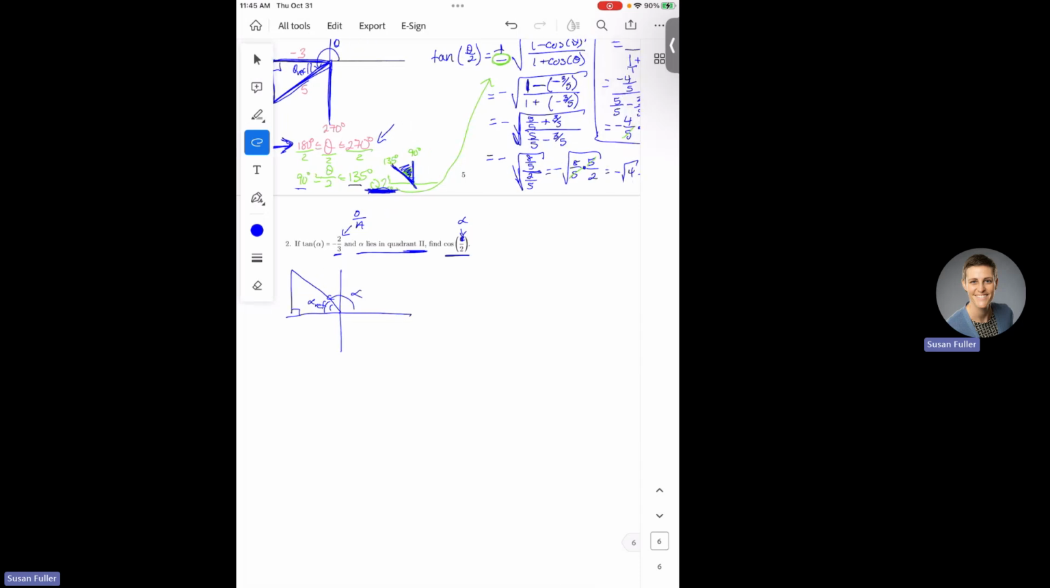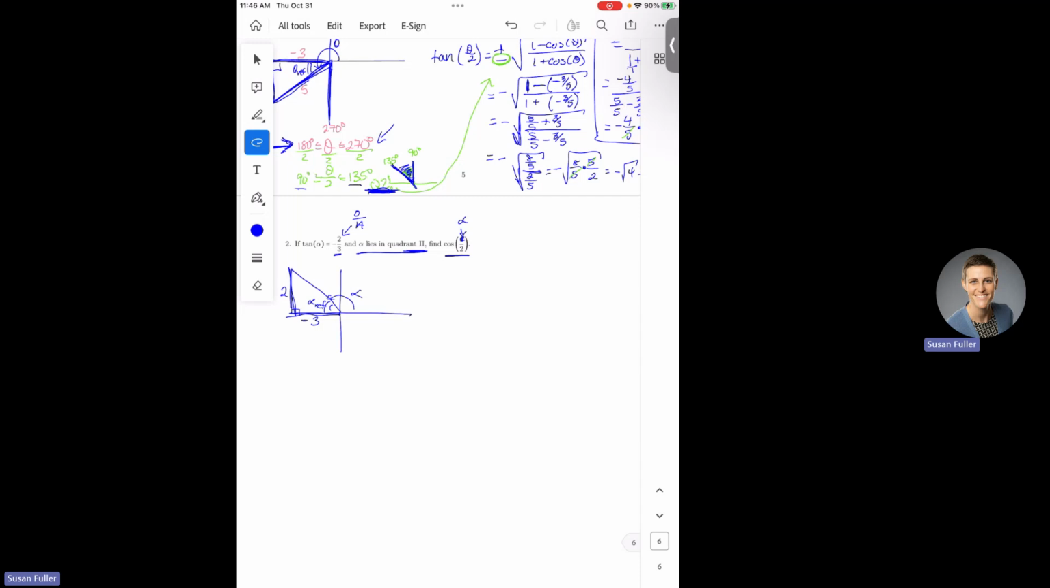So my opposite side is 2, so that means 2 goes here. My adjacent side is 3, 3 goes down here. Which one of these is negative in quadrant 2? Yep, it's this adjacent side. So that negative has to go with my adjacent side down here on the bottom.